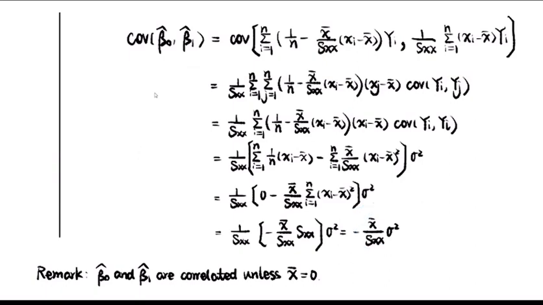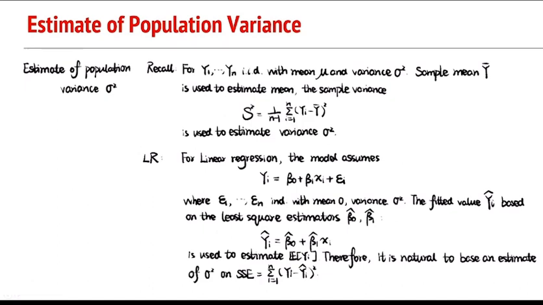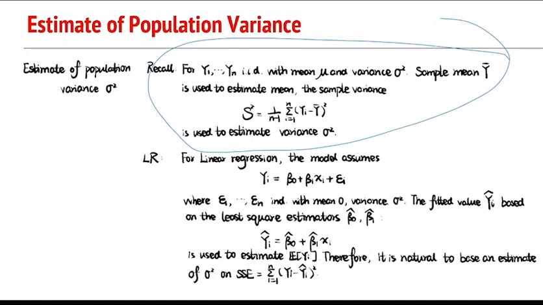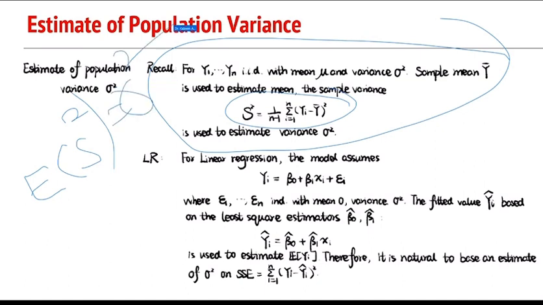Now, the next thing I want to talk about is the estimate of the population variance. You remember the other time when we were only focusing on the random variable y, we were able to show this in class. If y bar is an estimate of the population mean, then the sample variance is an estimate of the population variance. We've already shown that in class, expected value of a sample variance equal to population variance.